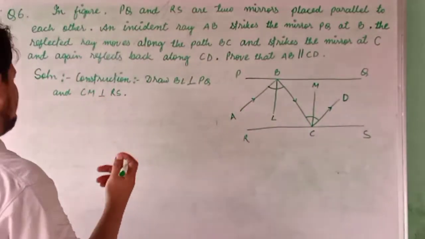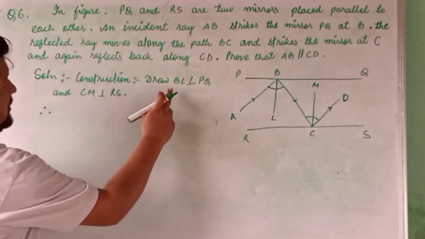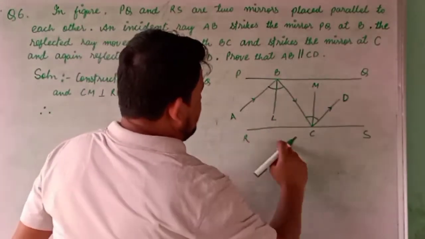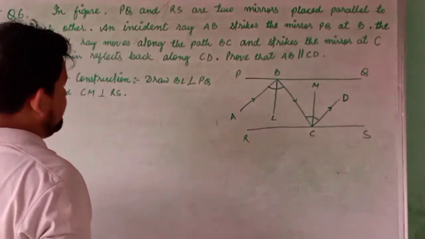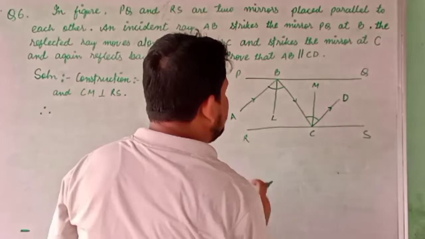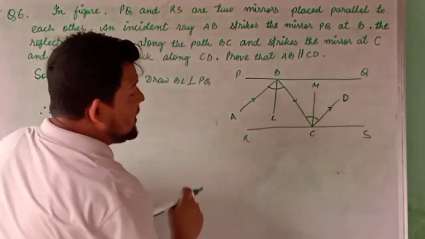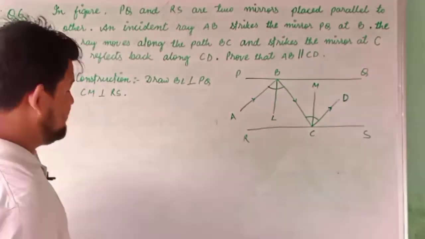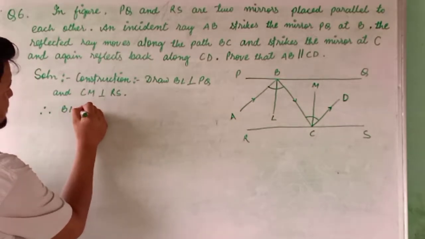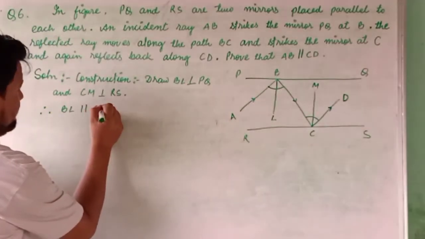Okay, so let us do now. Therefore what I'm going to get here: I have taken BL perpendicular to the PQ line and CM perpendicular to the RS line. These perpendicular lines are drawn on PQ and RS, construction is done. Then BL is also parallel to CM. We have to explain the reason, that is because PQ is parallel to RS, given to us in the question. Therefore we can say BL is also parallel to CM.